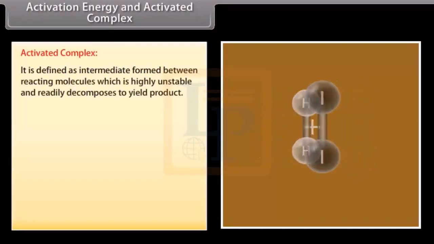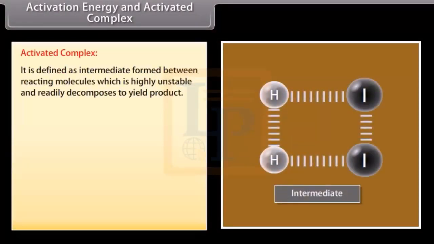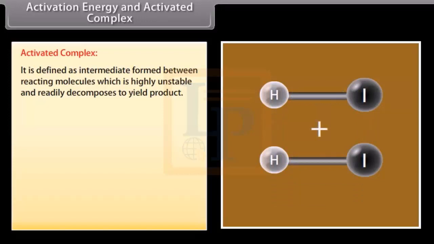Activated complex. It is defined as intermediate formed between reacting molecules which is highly unstable and readily decomposes to yield product.